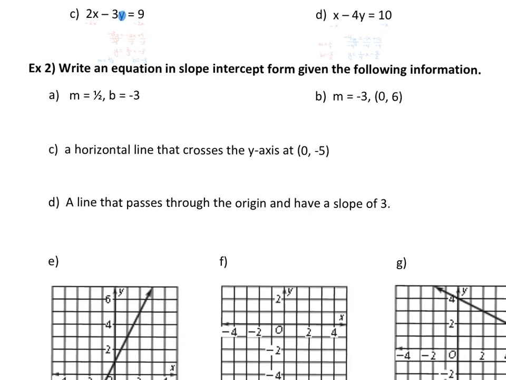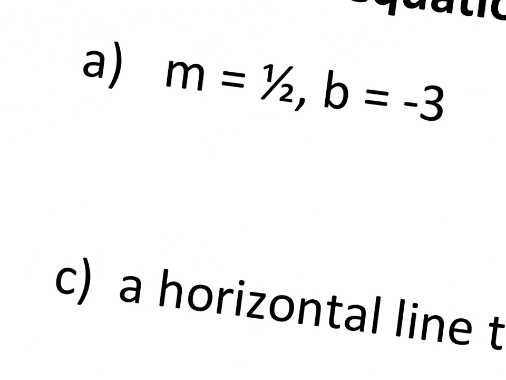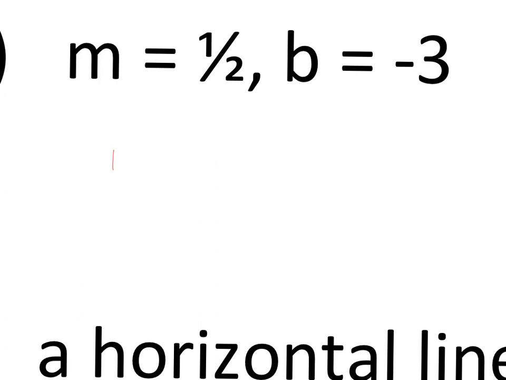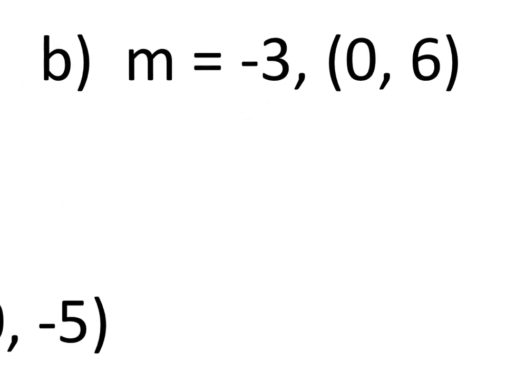So now on example 2 here, it says write an equation in slope-intercept form given the following information. All right, so now we're going to kind of go backwards. They're going to give us m and b, and all we're going to do is write the equation. So this would be y equals m. So in place of m, put your 1/2 x plus b. So in place of b, we're going to go ahead and put -3.